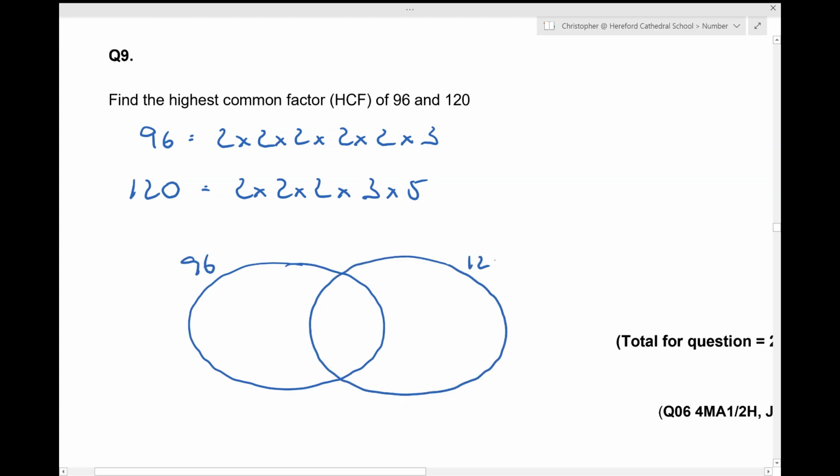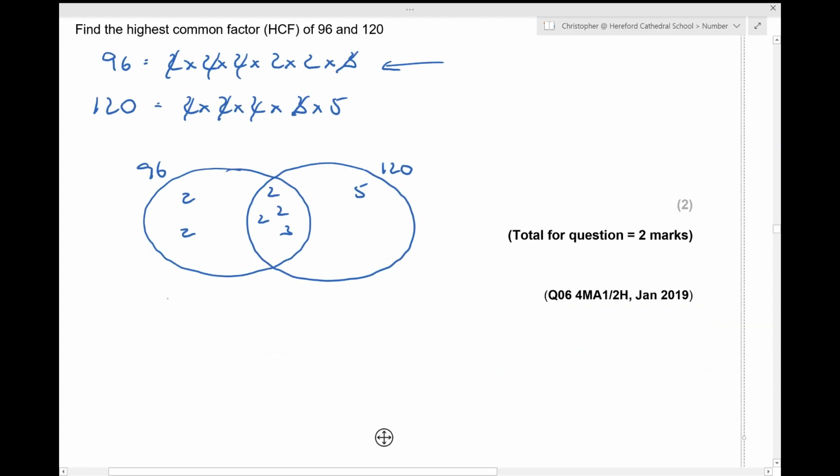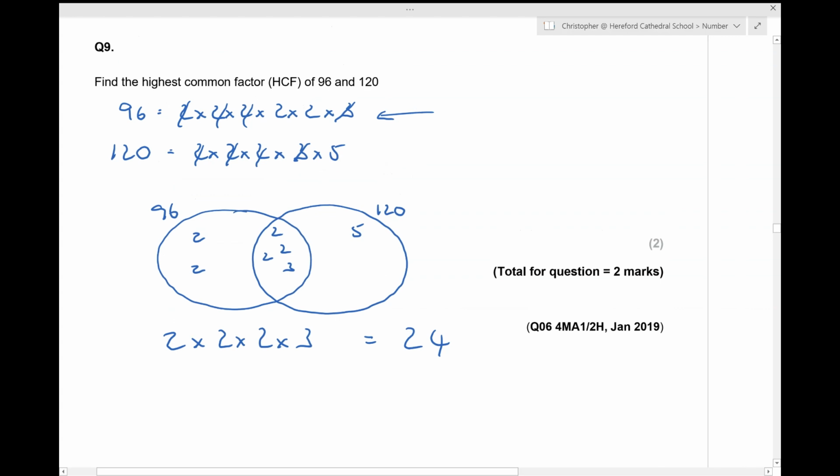96, 120. What do they have in common? They have a 2. They have another 2. They have another 2. They have a 3. Now I'm asked to find the HCF, so I don't really need to complete the diagram, but I'll put in the 2 2's into 96 and a 5 there. Now the HCF is simply going to be the factors in the intersection, which gives you an answer of 24. And of course you can use your calculator for that.